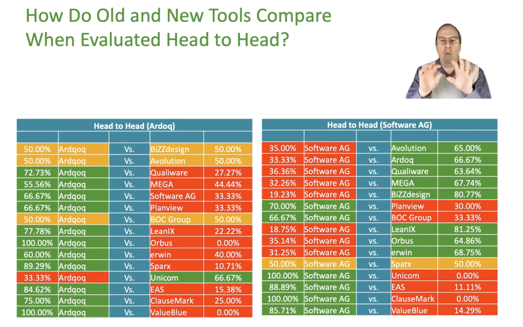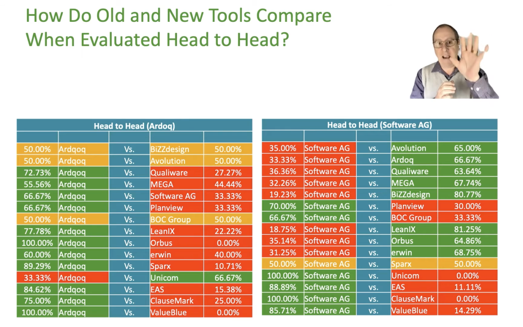And what each of these tables show is when someone said that they bought RDoc, then I looked at how many people had also considered BizDesign or considered QualiWare or considered Sparks. And I looked at the number of times both of these tools appeared in the same evaluation and said, well, gee, if RDoc and BizDesign are considered, then it's 50-50 as to whether you choose RDoc or BizDesign. But if RDoc and QualiWare were considered, for example, then 72% of those people actually chose RDoc.